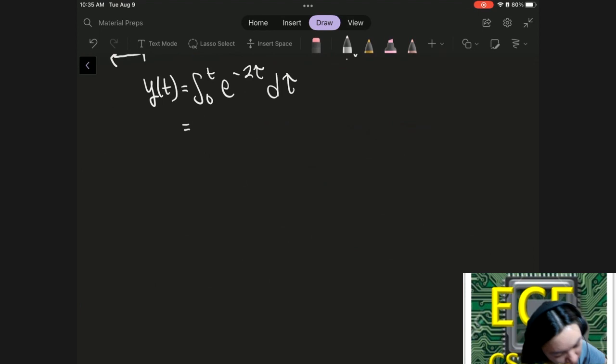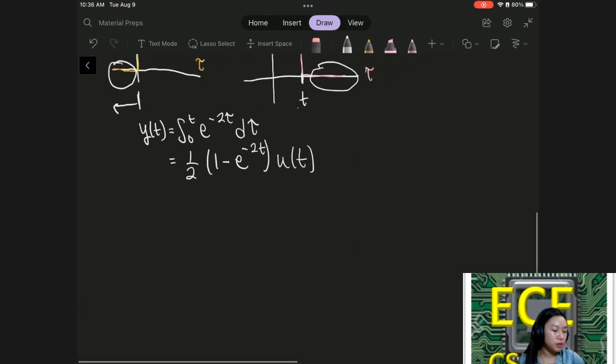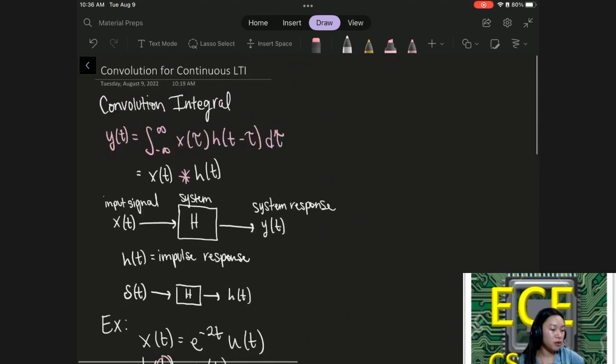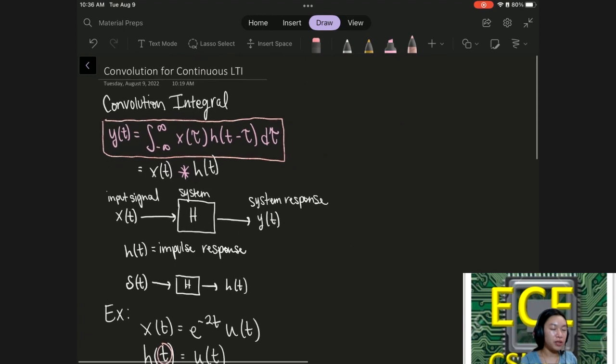So this ends up being 1/2 times 1 minus e to the minus 2t, times u of t. Yep. And so that's how you use the equation we started off with to find the convolution for continuous linear time invariant signals.